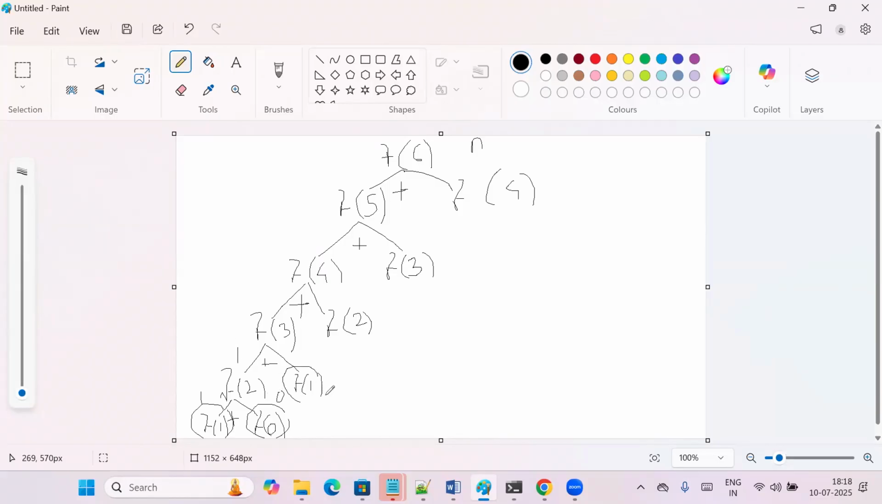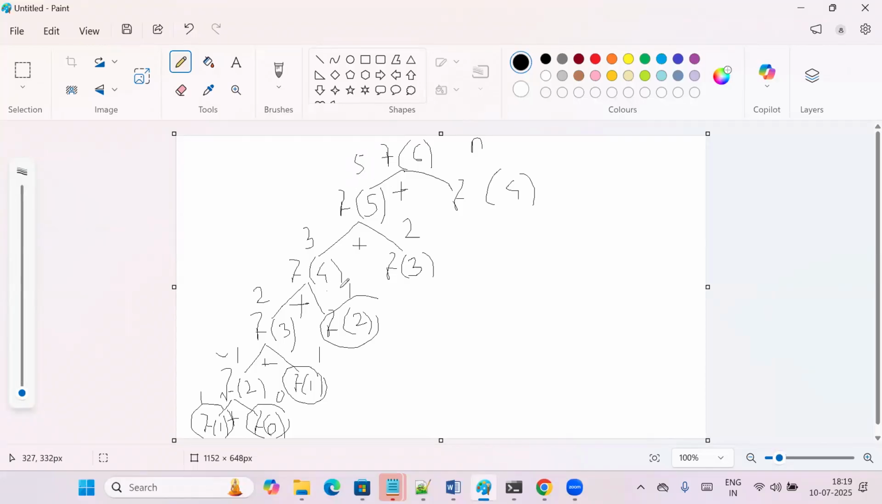Here it will come 1. F of 1, what will it return, guys? F of 1 will return 1. So here, 1 plus 1, it will return 2. Now what is the value of f of 2? Just now you found it, which is 1. So this 2 plus 1 will become 3. Now what is the value of f of 3? It is 2. 3 plus 2 is 5. So f of 5 value is 5 here.